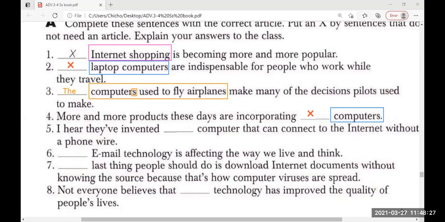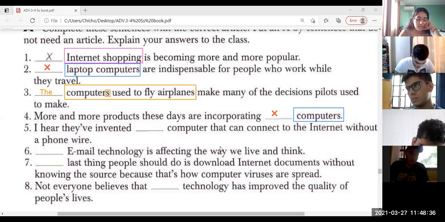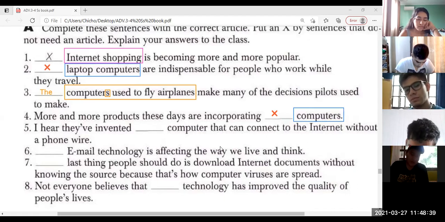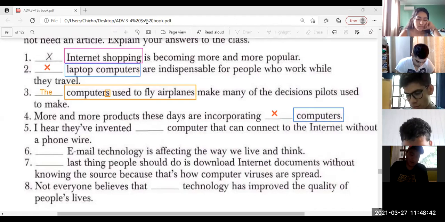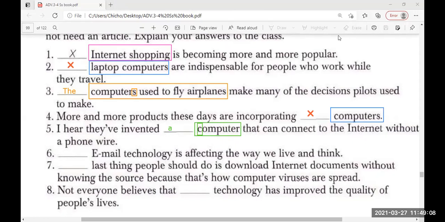Let's go to the next one. Let's go with Samuel, please. Number 5. Oh, I heard they've invented a computer that can connect to the internet without a phone wire. Mm-hmm. So, you used the article A. Why? Because it's the first mention of the computer. Yes, it's singular. It starts with a consonant, you can see, and it's the first time you mentioned this, right?